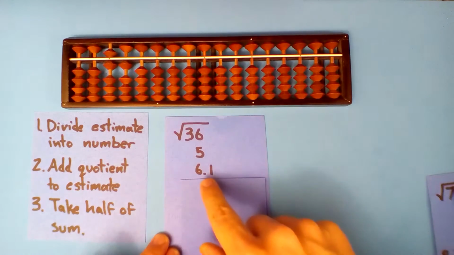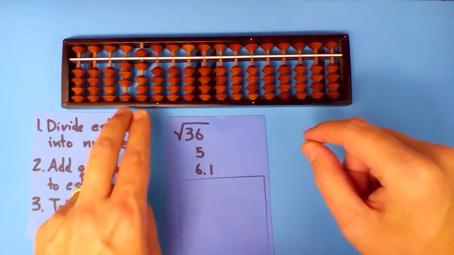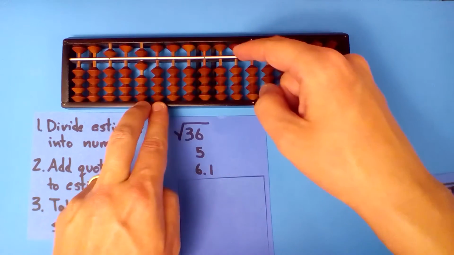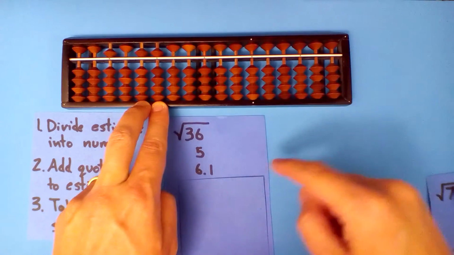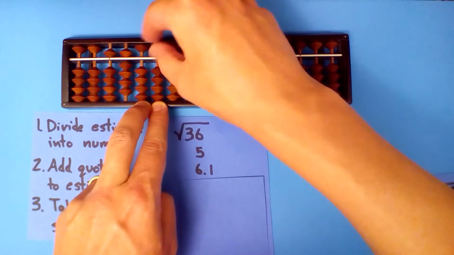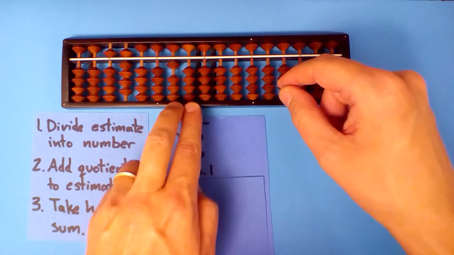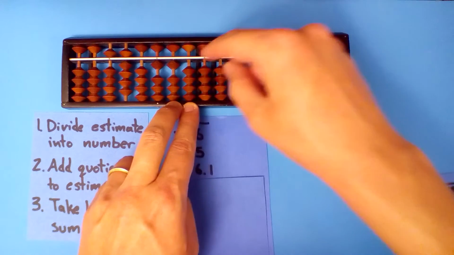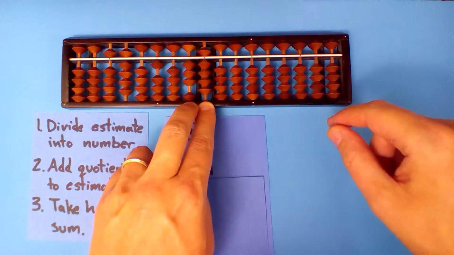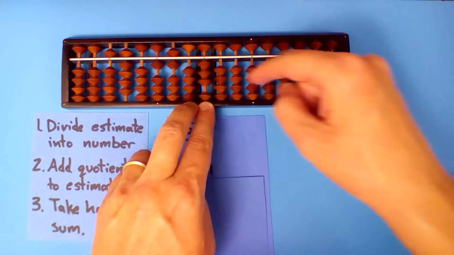So let's do that. Let's divide 6.1 into 36. 6.1 goes into 36 5 times. 5 times 6, 30. 5 times 1, 5. 6.1 into 55 9 times. 9 times 6, 54. 9 times 1, 9. 6.1 into 10 once. 1 times 6, 6. 1 times 1, 1. 6 into 39, 6 times. 6 times 6, 36. 6 times 1, 6.